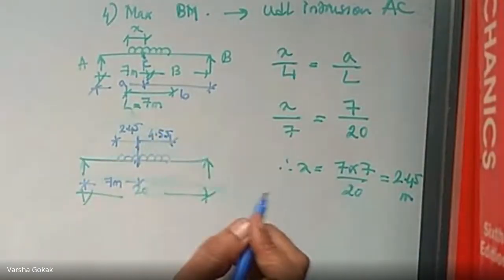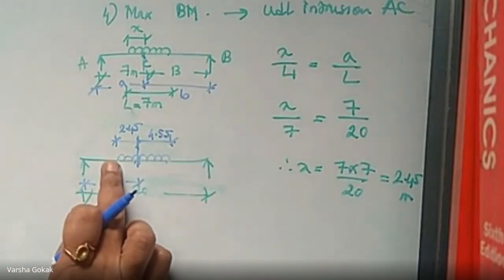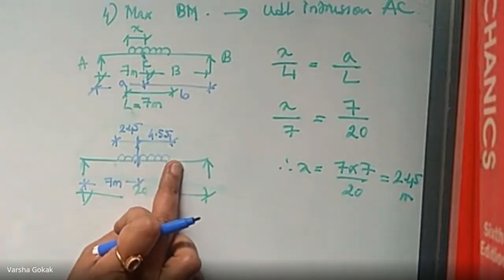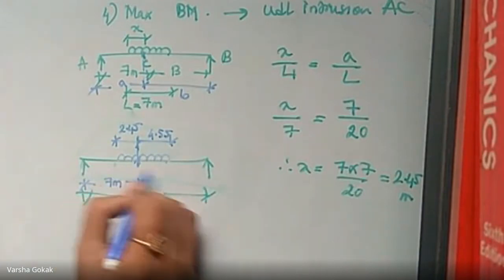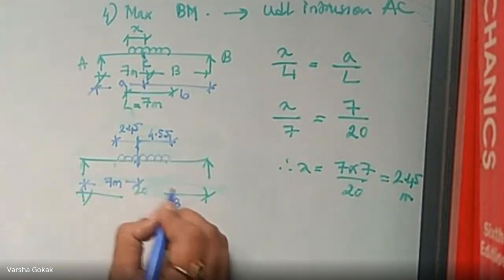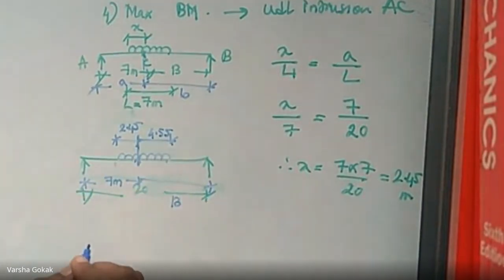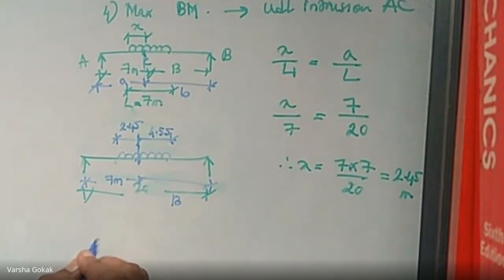Okay. So from point C, the intrusion is 2.45, and from there it is 4.55. Total L1 is 7, and these are your A and B values. So we have to place the UDL in such a pattern.